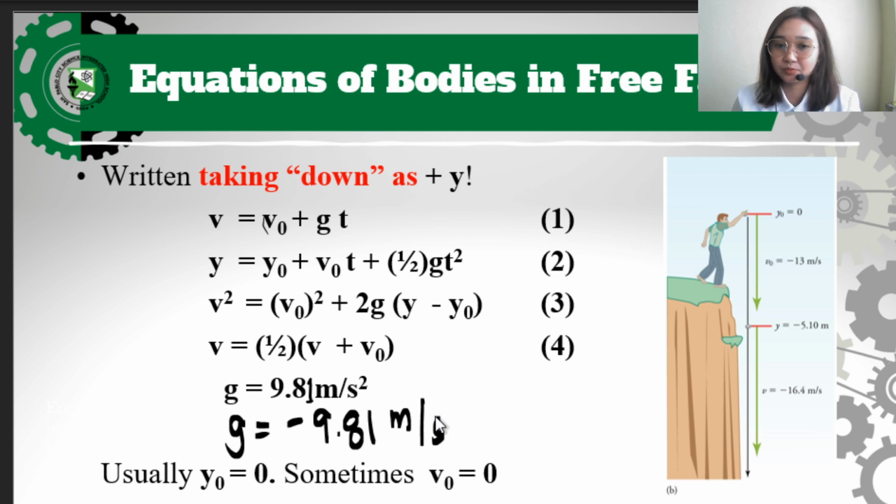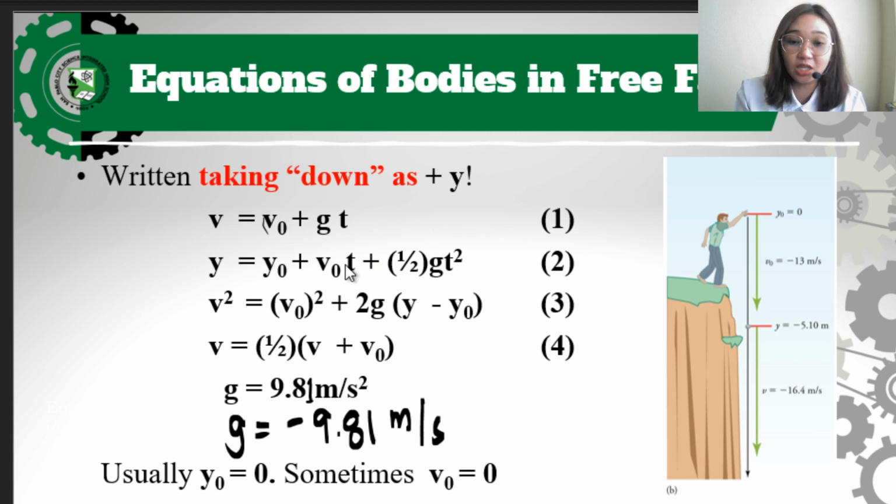So, yan. V is equals to V naught plus GT, Y is equals to Y naught plus V naught T plus 1 half GT squared. So, V squared is equals to V naught squared plus 2G delta Y. V is equals to 1 half V plus V naught. Okay? G is equals to negative 9.81 meters per second squared.